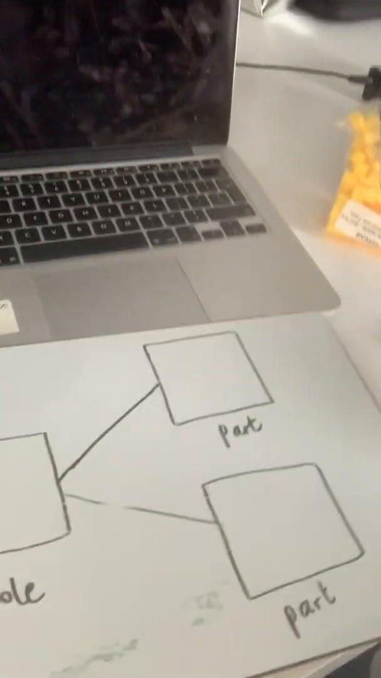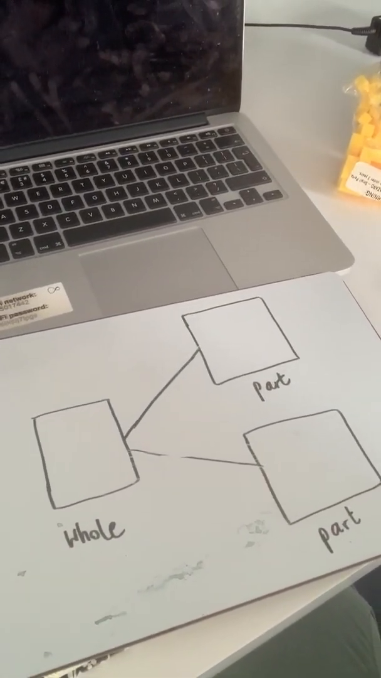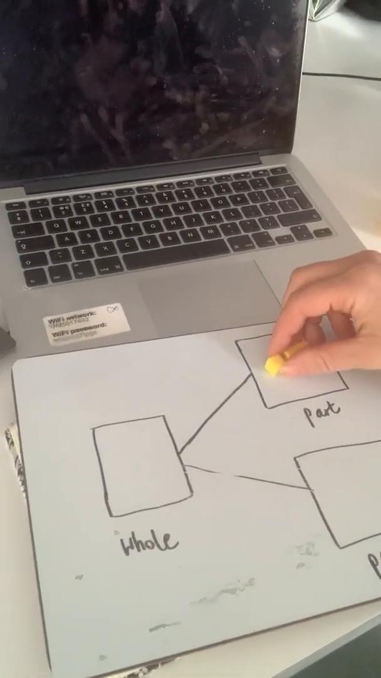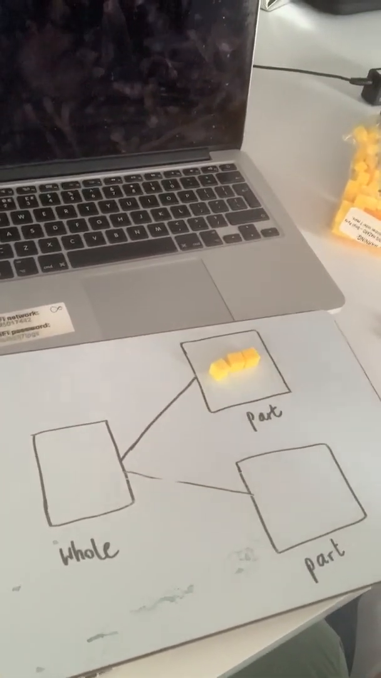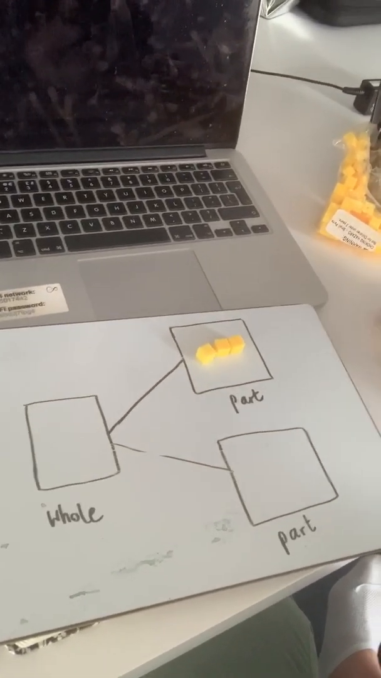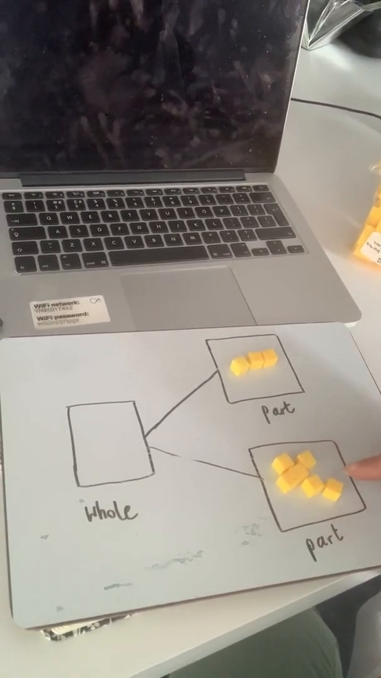So what do we need to know? We really need to know how many passengers there are altogether. So what we're going to do is, on the part whole model that I have here, we are going to put the passengers. So we need to find out if we add our 3 passengers in the first carriage, 1, 2, 3, and our 6 passengers in the second carriage, 1, 2, 3, 4, 5, 6.